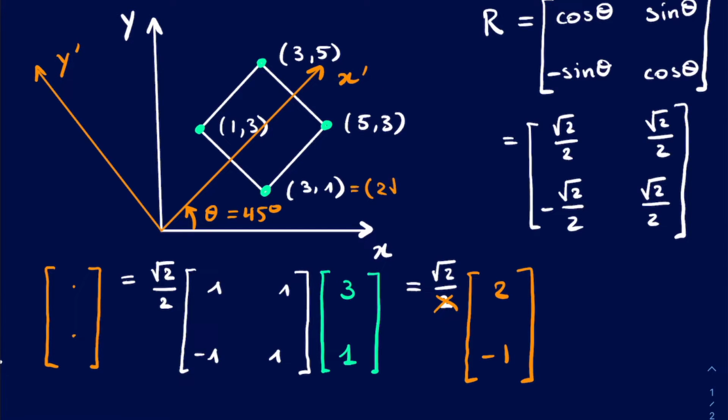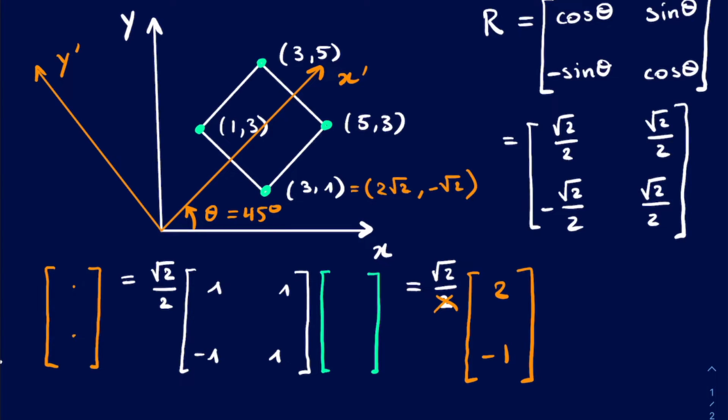It is 2 times the square root of 2 for the x prime component and minus the square root of 2 for the y prime coordinate. And let's see geometrically if this makes sense. In the original coordinate system, the x and y, we had 3 in the x direction and 1 in the y direction to get to our point. In the prime coordinate system, we thus have 2 times the square root of 2 in the x prime direction and minus the square root of 2 in the y prime direction. But we get to the same point.